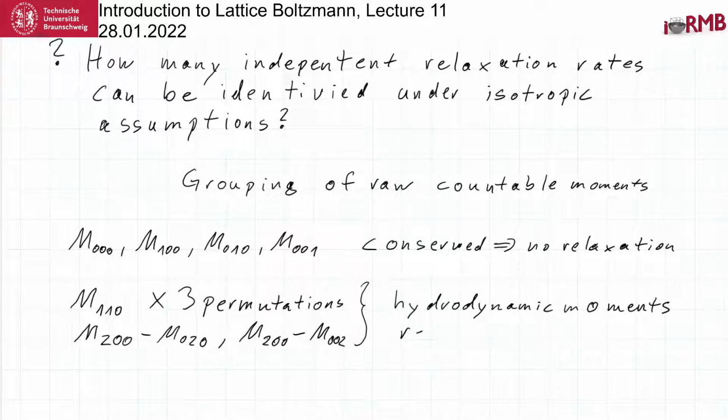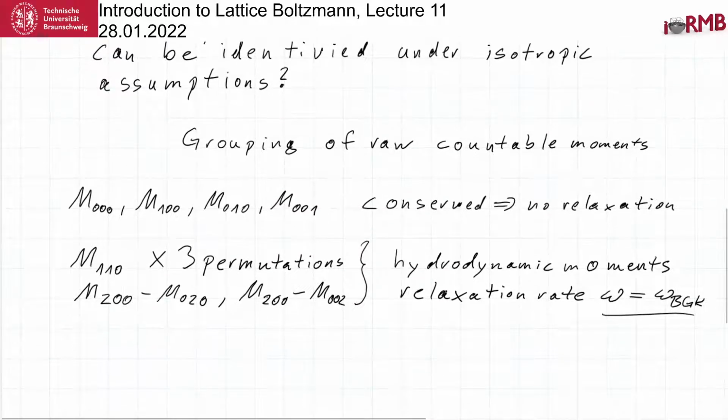And they have the relaxation rates omega, which we set equal to omega BGK. So they need to have the relaxation rate that adjusts the viscosity in the BGK method. And then this is also something that we had last time already.